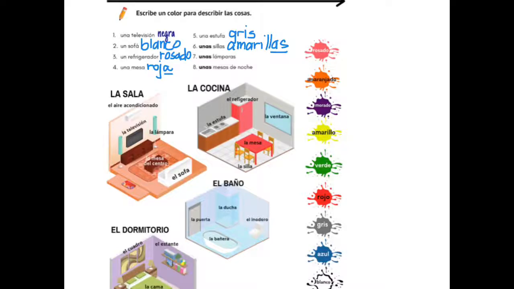Same with unas lámparas. There's 2 over here. And I'm going to add verdes. I don't have to change verde because it ends in an E. I do have to make it plural. Unas mesas de noche, down here in the bedroom. Cafes, they look brown to me. Again, ends in E, so I don't have to make it an A, but I do have to add an S.